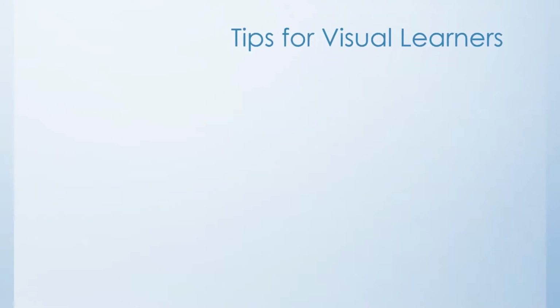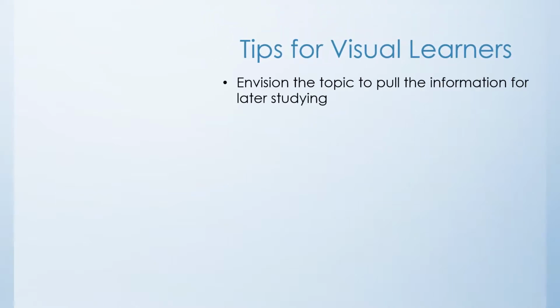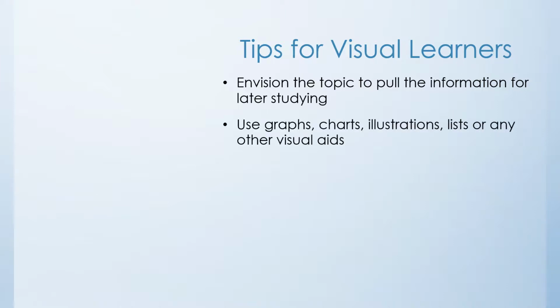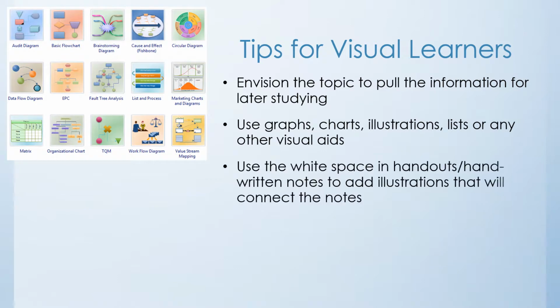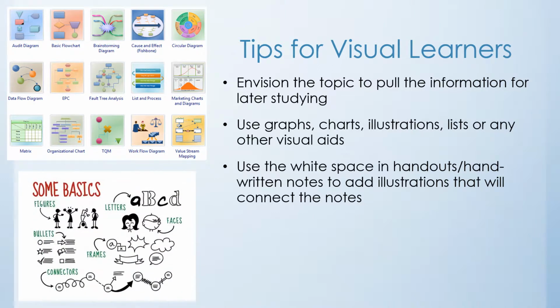If any of those behaviors and characteristics are some of yours, here are some tips for you. To start off, a good tip for visual learners is to envision the topic when they are first taught. Use graphs, charts, illustrations, and lists with visual aid. Whenever you receive a handout or write your notes, leave white space around the borders to add illustrations. This will help you remember the ideas later on.